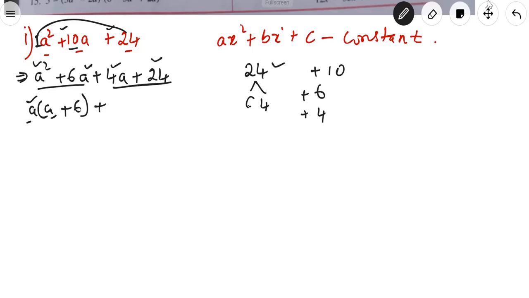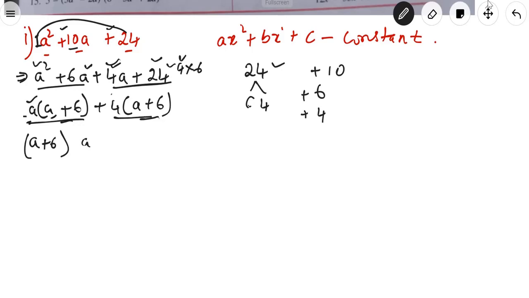Plus, in this part I will take out 4, because 4 sixes are 24. So it will be 4, open the bracket, a plus 6. Now if you see this equation, a plus 6 is common in both. If I take this outside, it is a plus 6, and what is left? In the first part a is left, in this part 4 is left, so plus 4. These are the two factors of this equation.